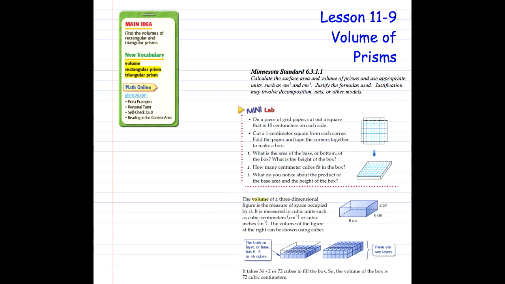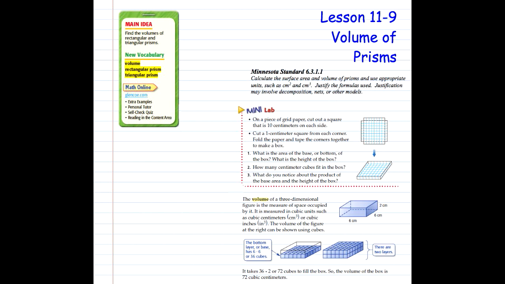This is lesson 11.9, volume of prisms. On a piece of grid paper, cut out a square that is 10 centimeters on each side. Cut a 1 centimeter square from each corner, fold the paper, and tape the corners together to make a box. What is the area of the base, or the bottom of the box?